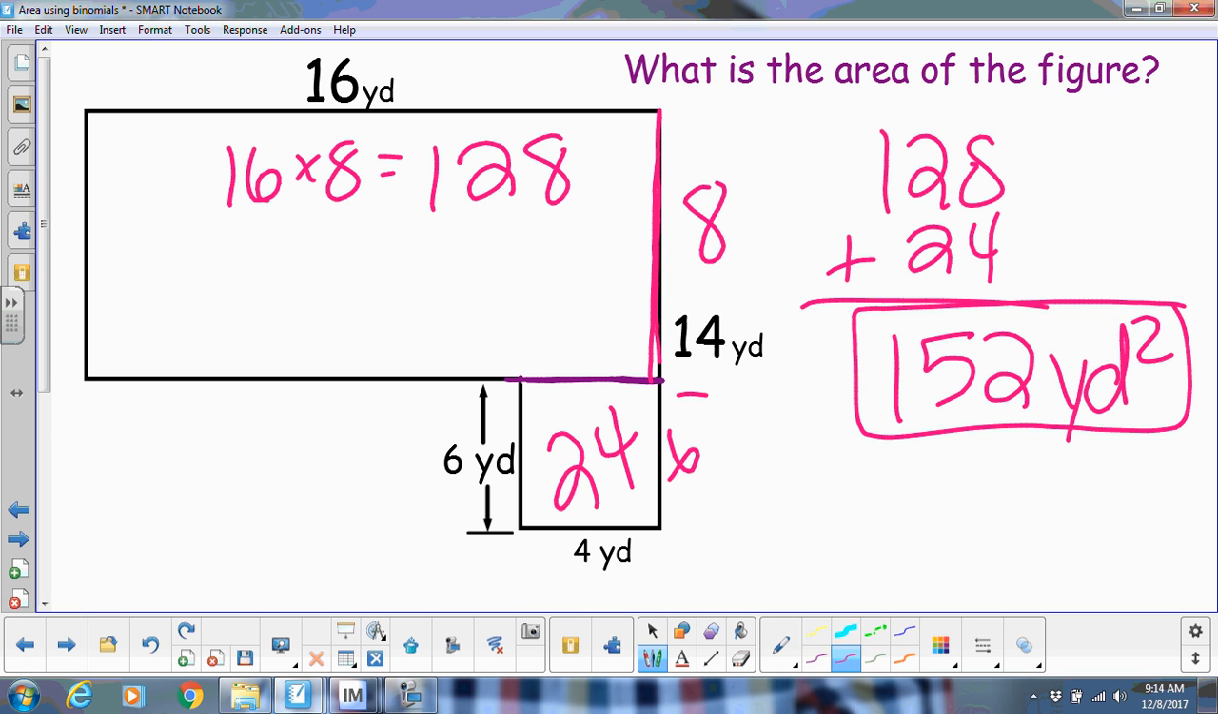Let me see real quick. I'll have to look, hang on. I was trying to see something else. It's 14 times 4, 56. And then 8 times 8 is 64.